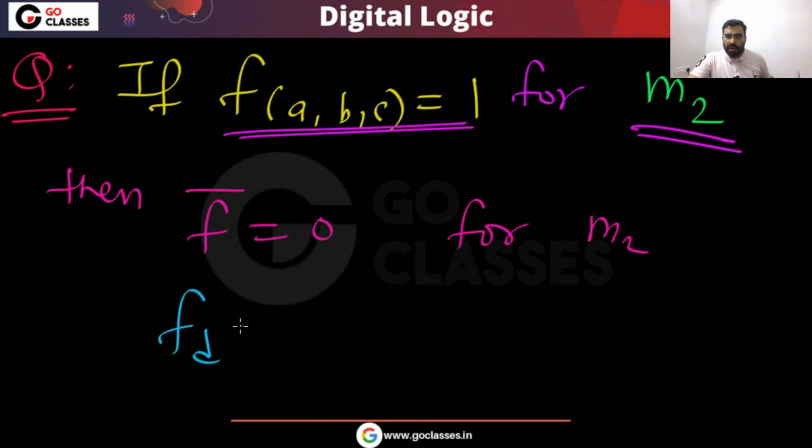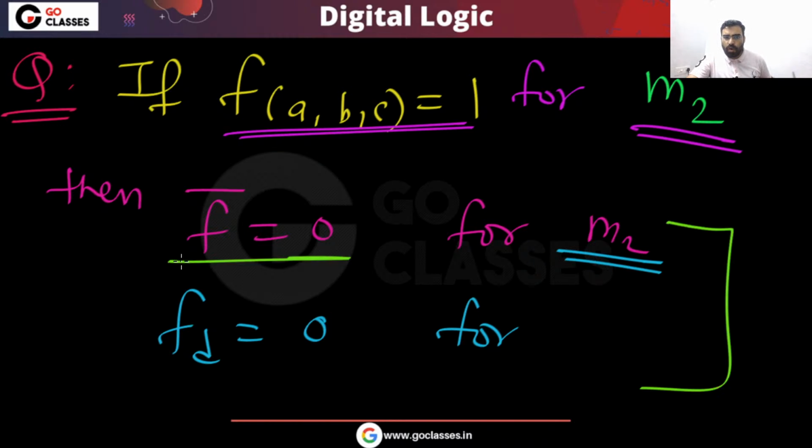And what can you say about the dual? For m2, F complement is 0. If F complement is 0 for m2, then F dual will be 0 for what? Because F complement is 0, you will reverse. If F complement is 0 for m2, then F dual will be 0 for m5. You will subtract from 7. Yes or no? The reverse of 2 will be 5, because you subtract from 7.